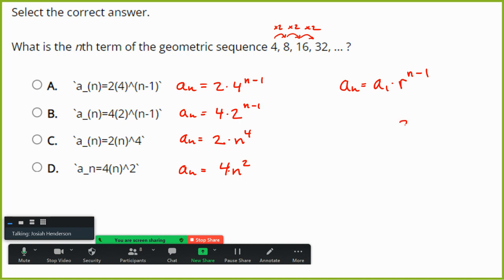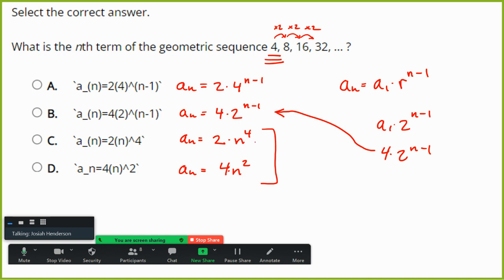So if I just plug that into the formula, here's what we got so far on the right side. There's only one answer that looks like it has 2 to the n minus 1 as an exponent. Let's just double check. Is A1 4? Yes, it is. The very first term, A1, is 4. So here we go. Here's our formula. And does that match up with option B? Fully, it does.